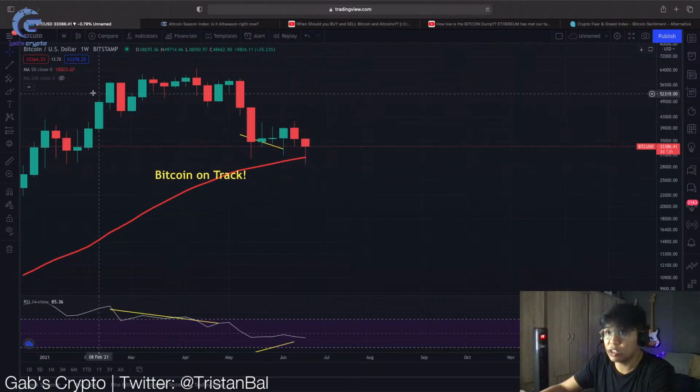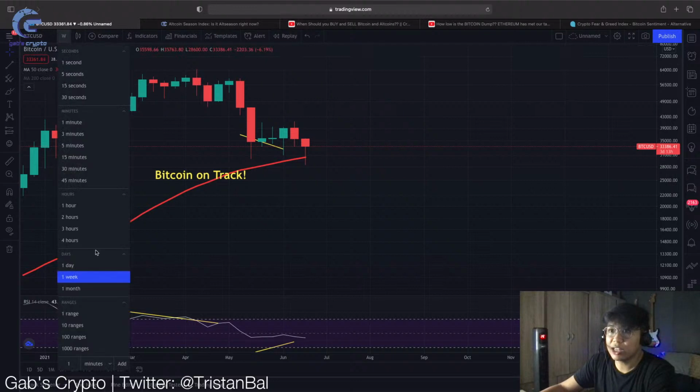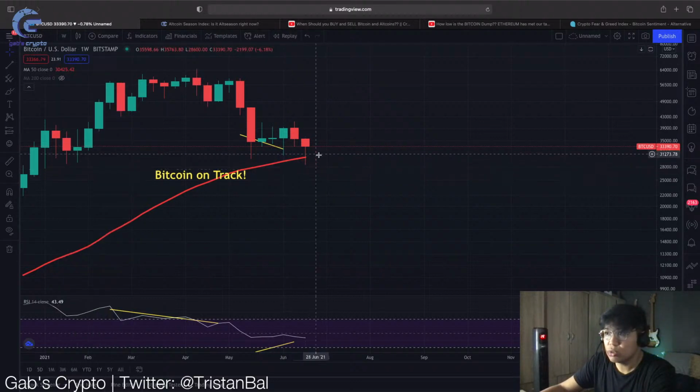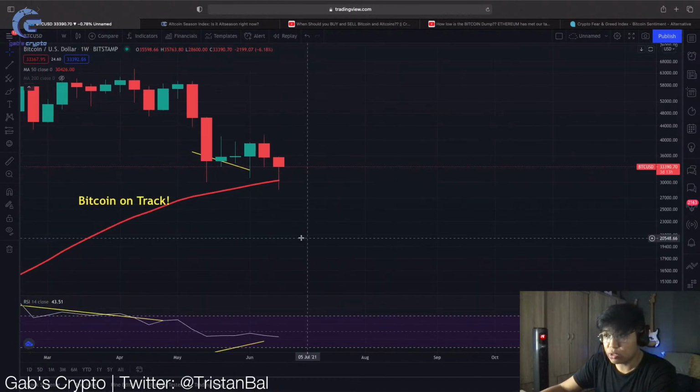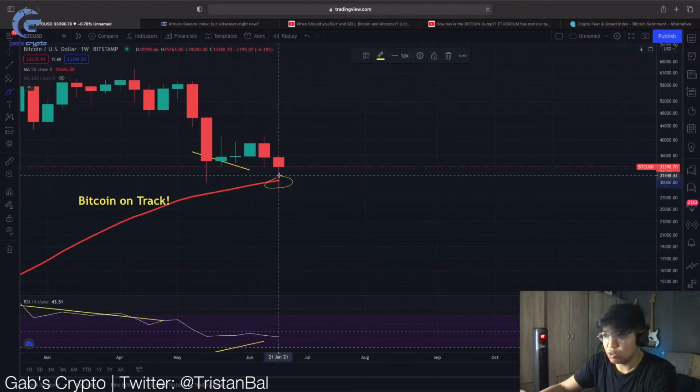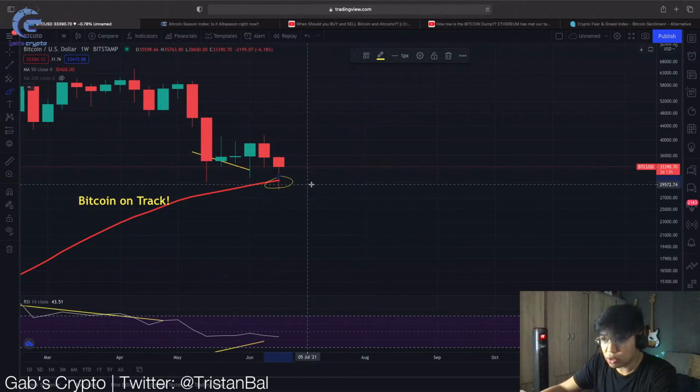You can actually plot this by adding a moving average and selecting 50, then going to the weekly time frame so you can see the 50-week moving average. And if you look closely, we did get support there. So there, the latest dump we had, yesterday or the other night, you can see that we found support there, and that is around 30K.